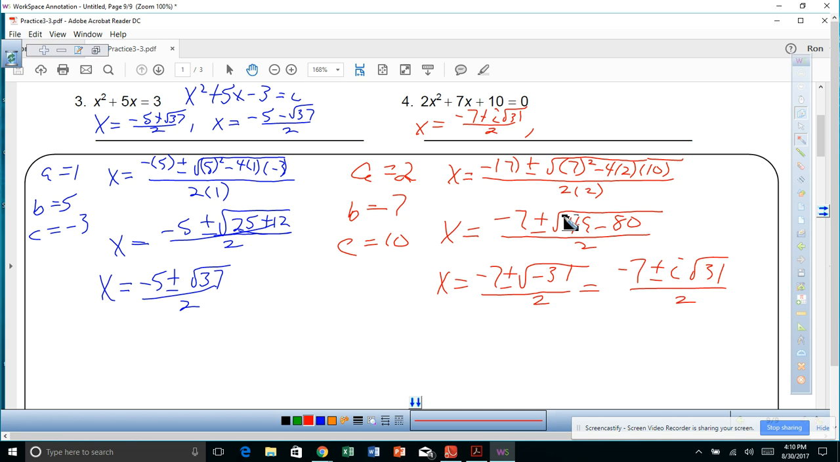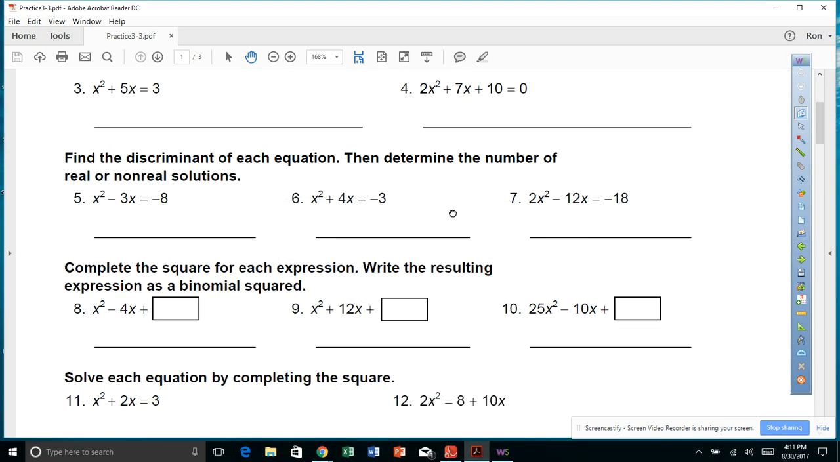And 2 times 2 was 4. I almost dropped that. And that's a 4. Oops. And that makes that a 4. And x equals negative 7 minus i times the square root of 31 over 4. So that's number 4.